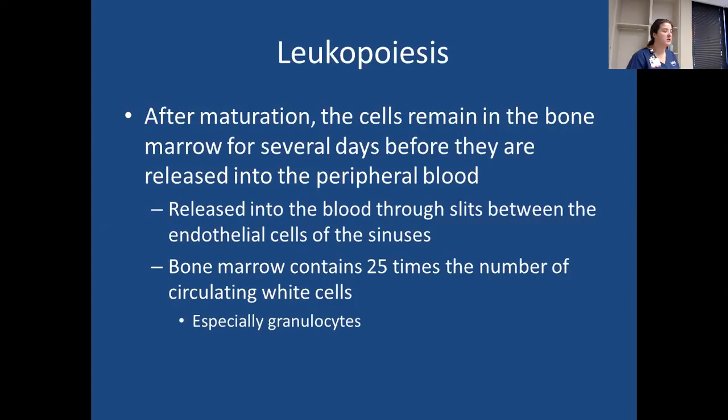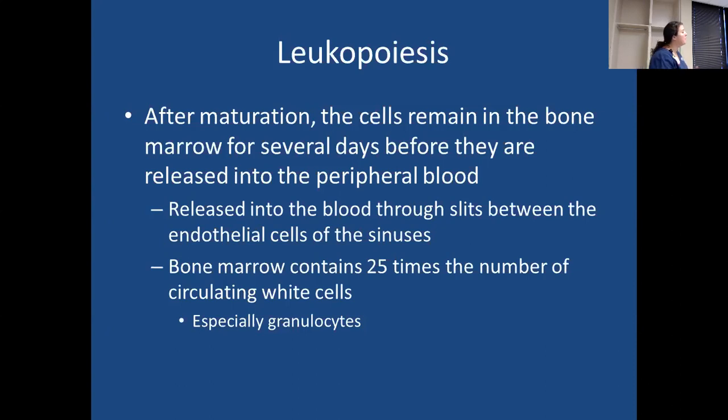Okay, so after maturation, the cells are going to remain in the bone marrow for several days before they're released into the peripheral blood. Remember that our white cells, the niches that we talked about in the cord within the bone marrow, the white blood cells tend to hang out on the inside. As they mature, they migrate toward that adventitial cell lining and the endothelial cell lining. And then they will squeeze their way through into the circulation, into the sinus capillaries, and then into peripheral blood circulation.